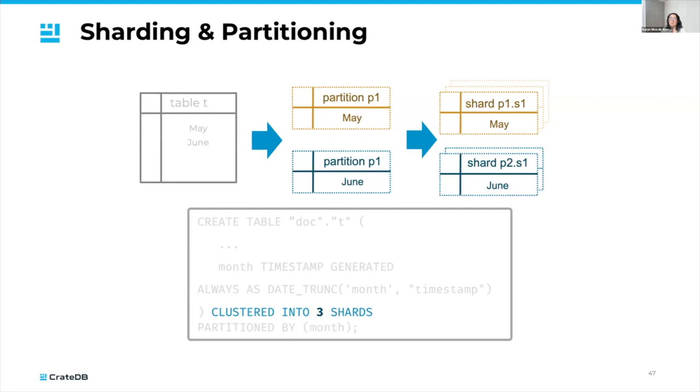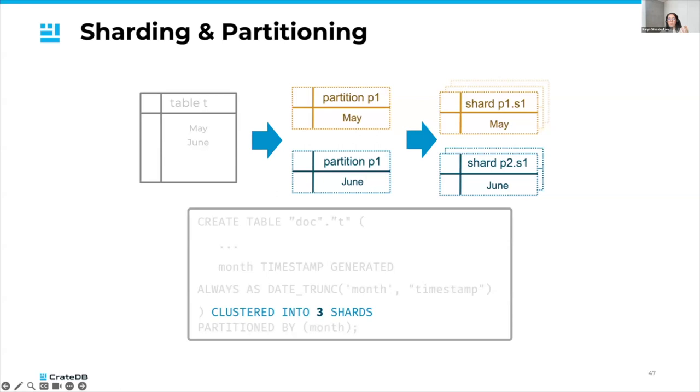Another thing that is important for me to mention here, the shards, so we're talking about a cluster here, right? So the number of shards should be compatible with the number of nodes in your cluster. So for instance, if you have three nodes in your cluster, you should consider multiples of three for your shards. It can be 3, 6, 9, and so on, okay? In this case, for May, I defined three shards, so each partition will have three shards, as you can see here.